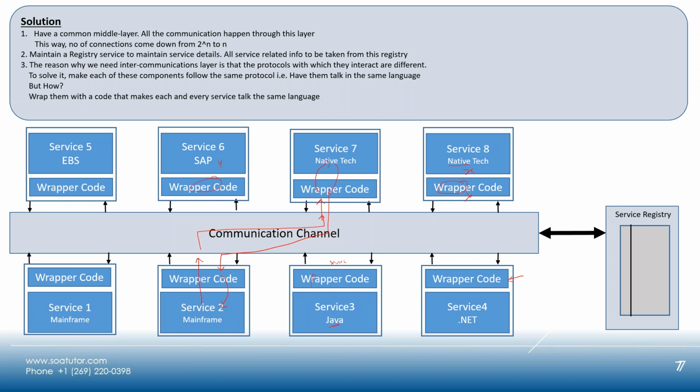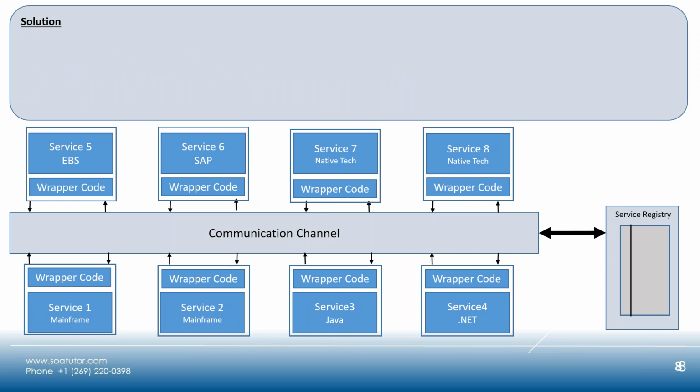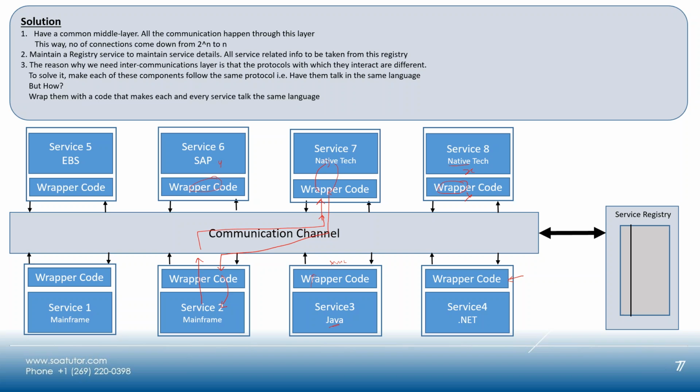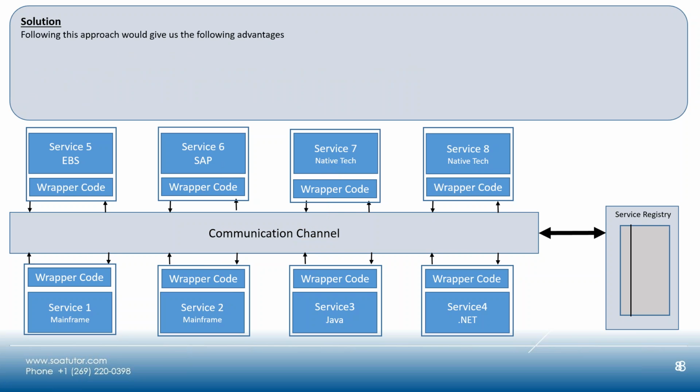So this way you have dealt with the intercommunication problem. Instead of having so many transformation layers, you have only one layer. Obviously you have to do it because there are different technologies, right? But it is a simple way to do it because you are dealing with only one transformation. Okay, so what is the solution? The solution is basically having a common layer, having a service registry, wrapping the code so that it speaks a universally accepted language. Okay, so following this approach would give us the following advantages.